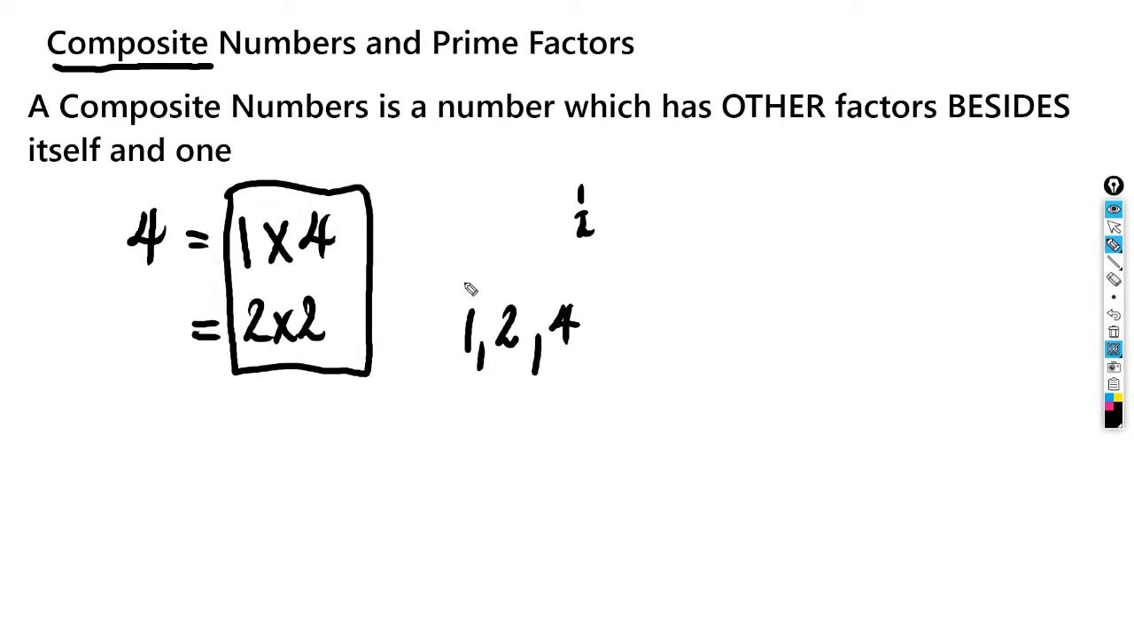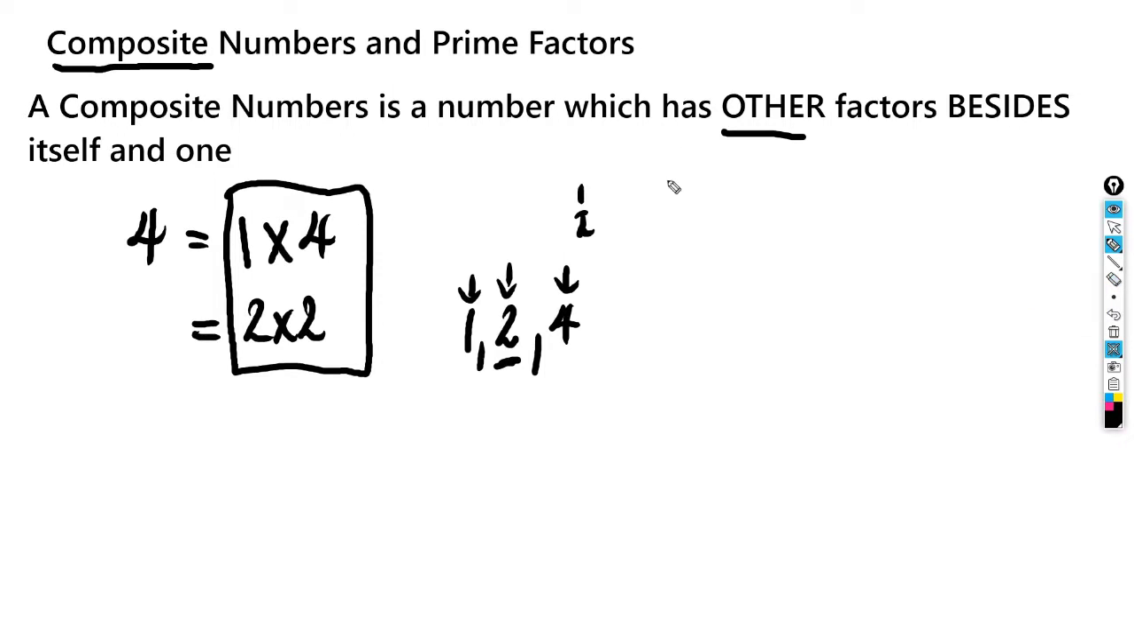So clearly, because this number, which is 4, has 3 factors, 1, 2, and 4, it's a composite number, because it has other factors besides 1 and itself, and that's 2. 2 is that other factor, okay? So let's look at some other examples.